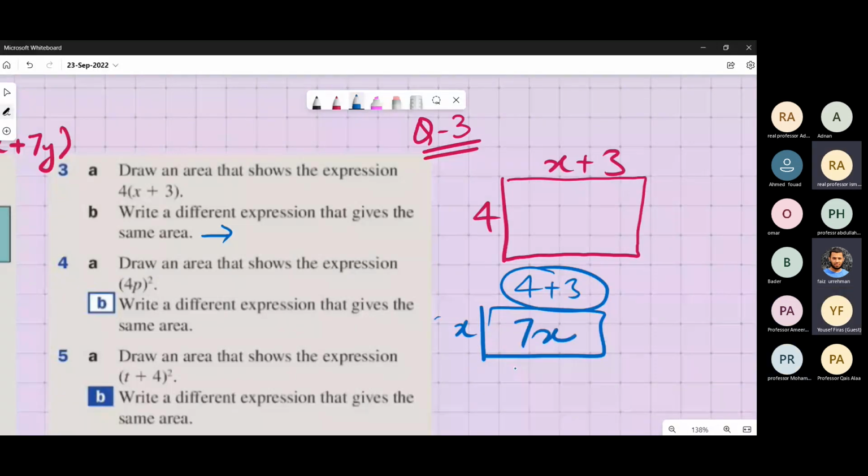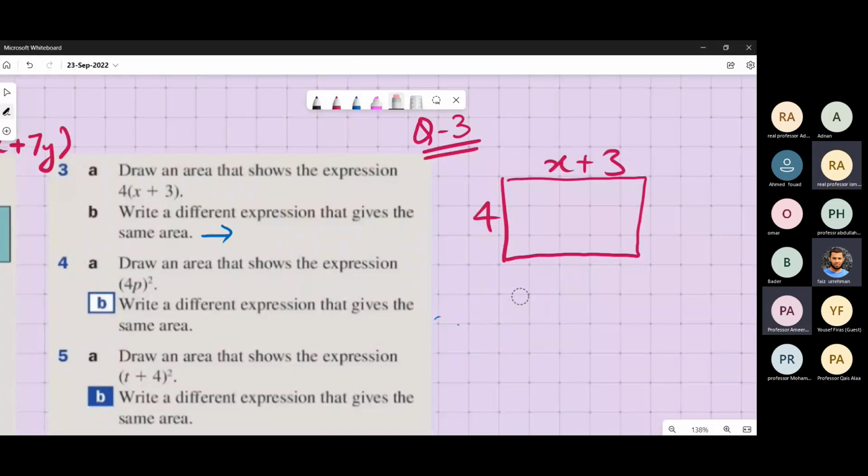Do you guys understand what the question is asking? The question is asking, what is the area here actually? Who can tell me the area? 4x plus 12, correct? Yes.